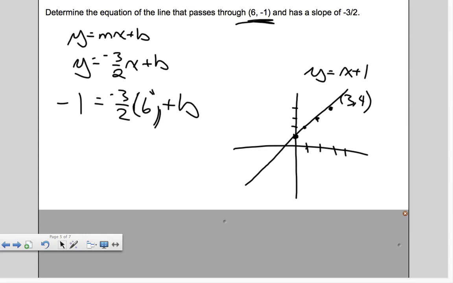So here, I'm going to reduce to get -3, no, -9.